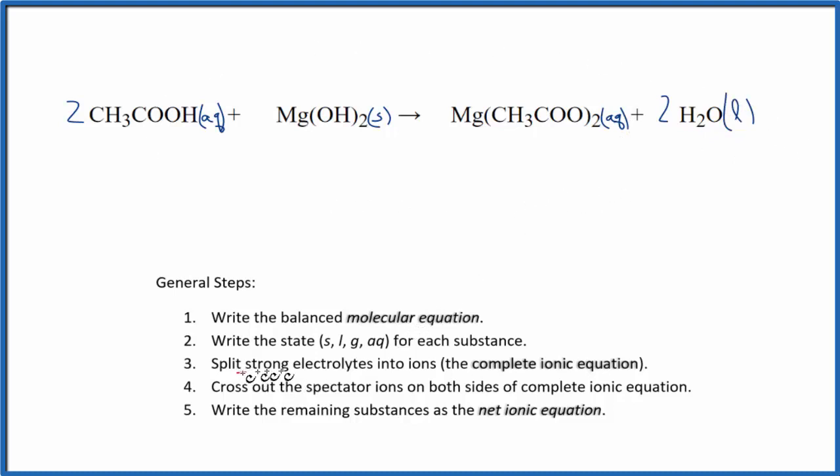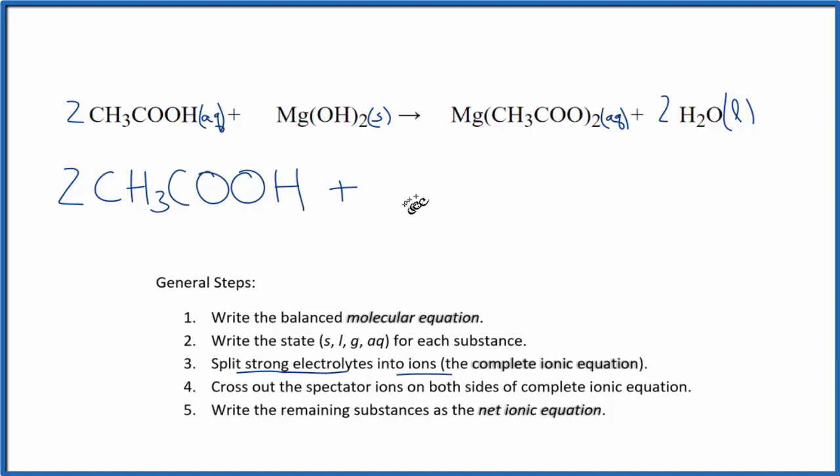Now we can split the strong electrolytes into the ions. So it's important to recognize that acetic acid is a weak electrolyte. It's a weak acid. So we're not going to split this up. We'll just write CH3COOH. I won't write the states until we're done. And we have 2 of those acetic acid molecules there. Okay. And then we don't split up solids in net ionic equations. So that's just going to be Mg(OH)2. It's not going to change. So those are the reactants.